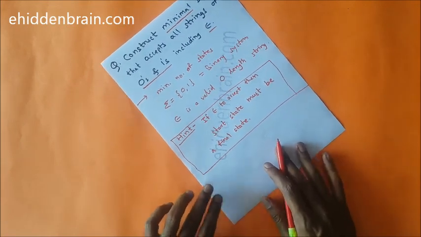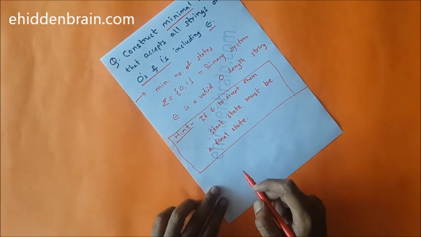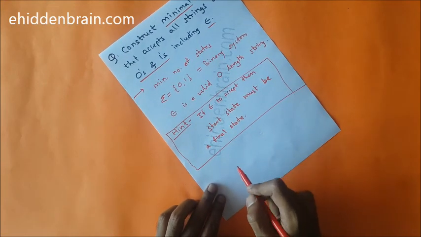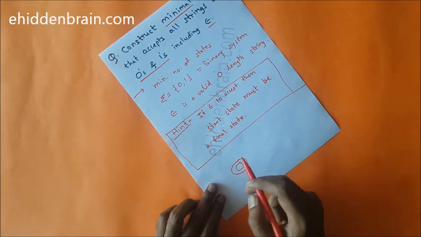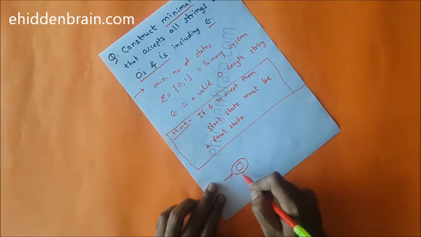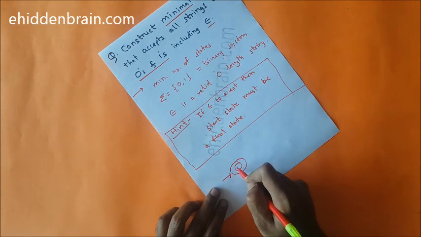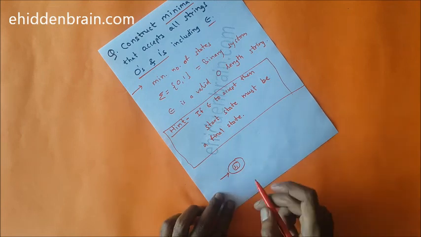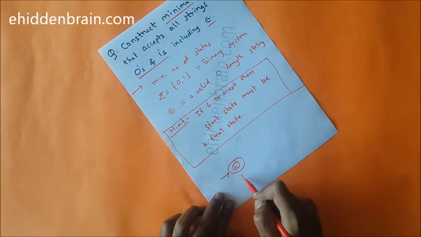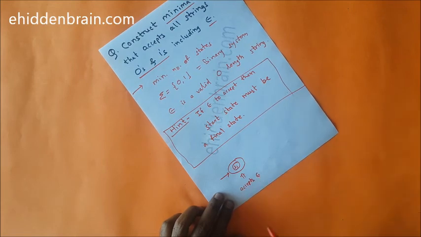So yes, our language also wants epsilon. So what I will do, I will draw a DFA where the first state will be the final state, right? So this indicates the first state, and these two circles indicate it's a final state too. And let's give the name S1 to this state. Now yes, it means it accepts epsilon, right?